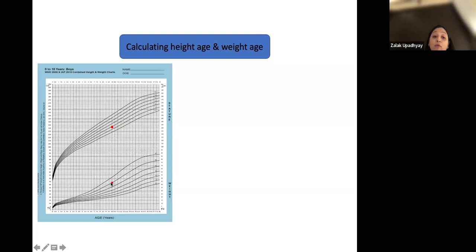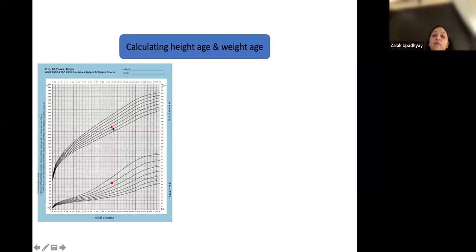And when I talk about weight, the weight is more above the 50th centile. So I have to go in front to the 50th centile here, and then I come down. So weight age is 13, right? So height age is 9, weight age is 13. This can happen. So how do we see height age, weight age?